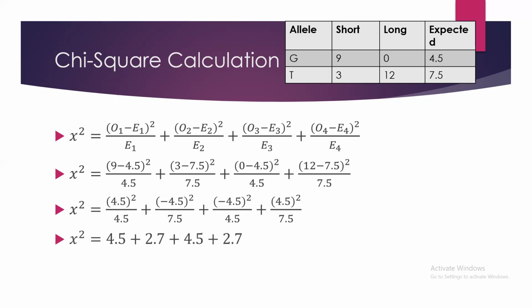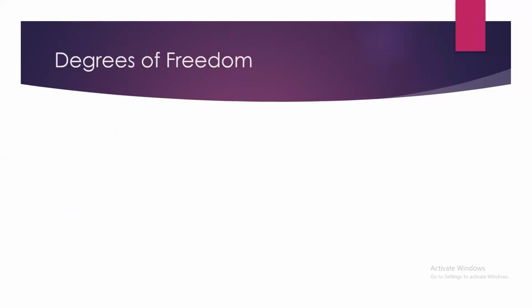And we find 4.5, 2.7, 4.5, 2.7. Those add together to get 14.4. Okay, so what does that mean? We want to look at a chart to figure out if this is significant.